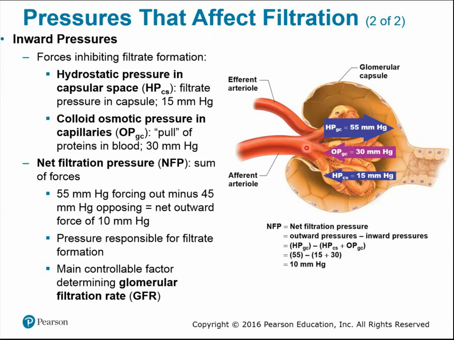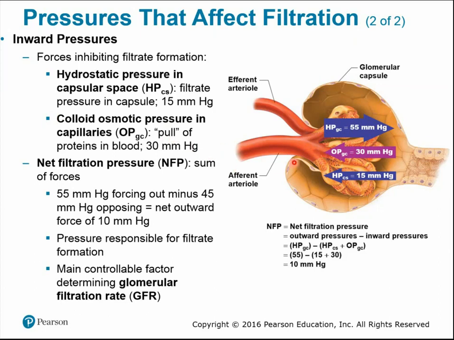And then there's also a colloid osmotic pressure of the capillaries, or the OPGC. So the proteins in the blood that are too large to pass the membrane, they're still going to have a pull or an attractive force for fluids. Right? So that's roughly about 30 millimeters of mercury. Okay? Just the draw or the pull of those blood proteins.